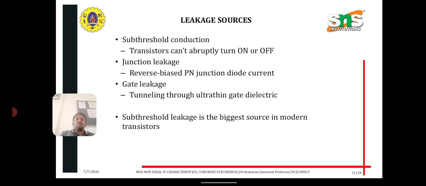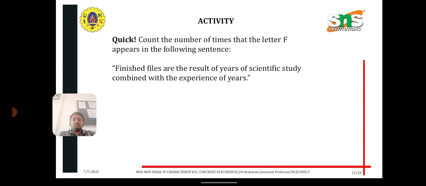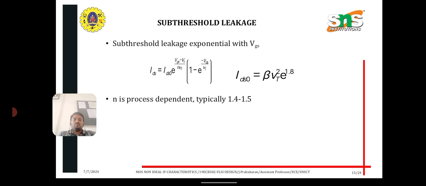It occurs when the transistor is supposed to be off. However, due to thermal energy, some carriers can still diffuse from the source to the drain. In the IV characteristics, this leakage current is exponential with respect to the gate-to-source voltage and inversely proportional to the thermal voltage. It becomes significant in short channel devices. Subthreshold leakage is exponential with VGS.